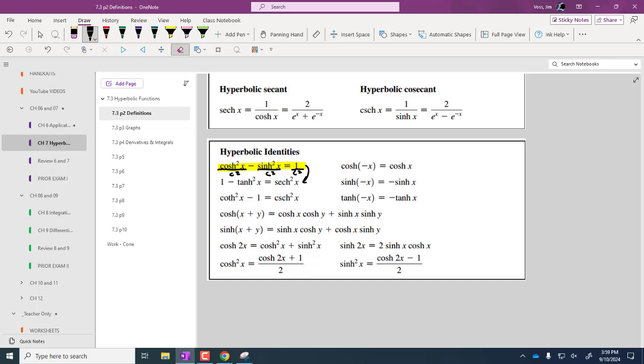If we need an identity, you'll give it to us on the exam, right? Yes. I will give it to you.